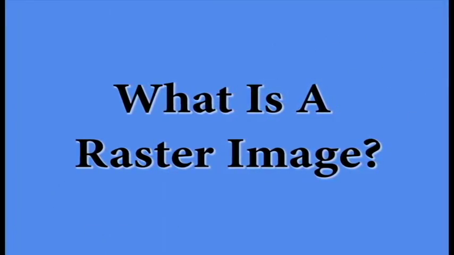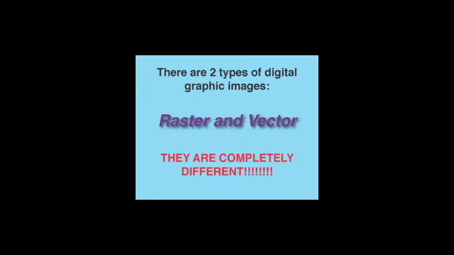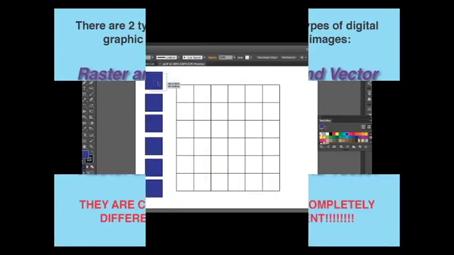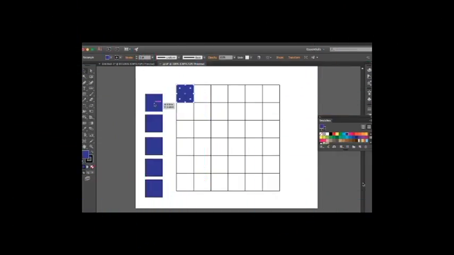What is a raster image? There are two types of digital graphic images, raster and vector. They are completely different. A vector is lines and shapes made of mathematical equations. A raster is squares, otherwise known as pixels, that are placed in a grid to form a design.